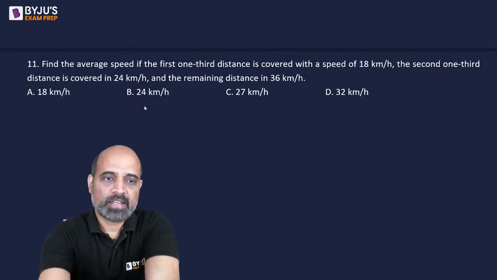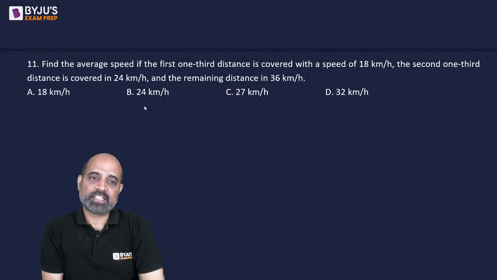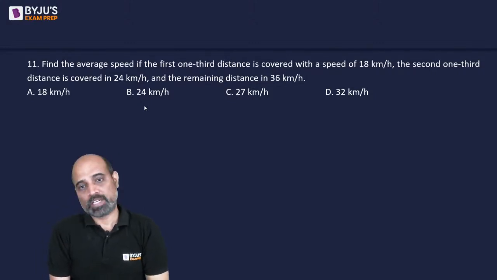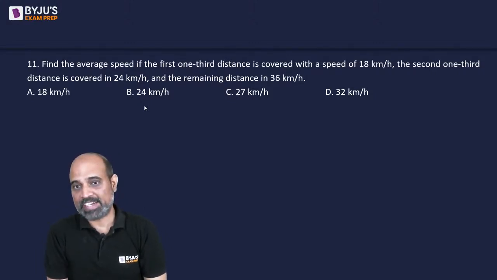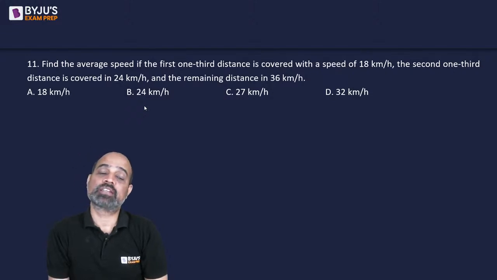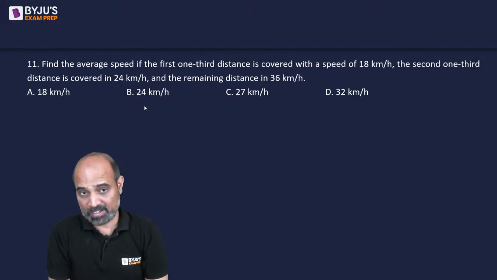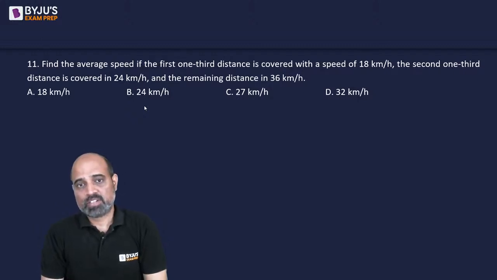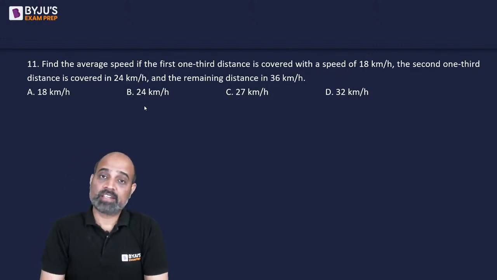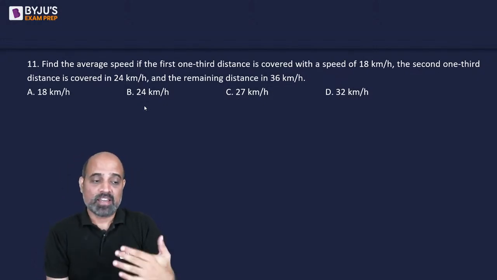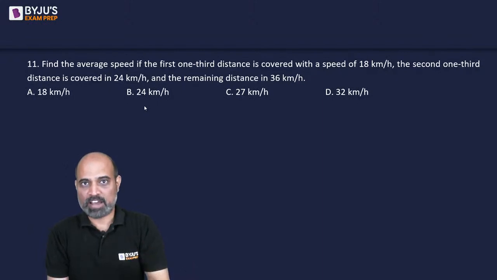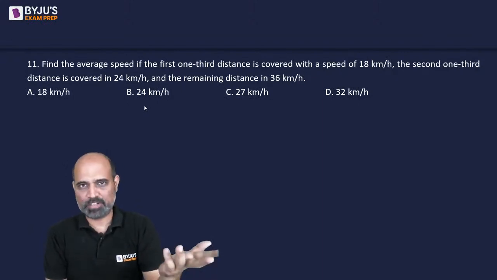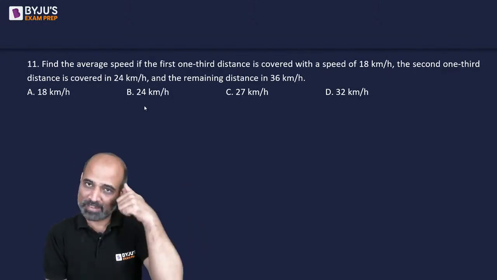ठीक है. Next one. Find the average speed if the first 1/3 distance is covered with a speed of 18, the second 1/3 distance is covered in 24, and the remaining distance is in 36. So, दो तरीके. See, I know what formula we have to use. Average speed पूछ रहे हैं ना, तो obviously average speed में total distance by total time करेंगे. ये मेरे दिमाग में चल रहा है.